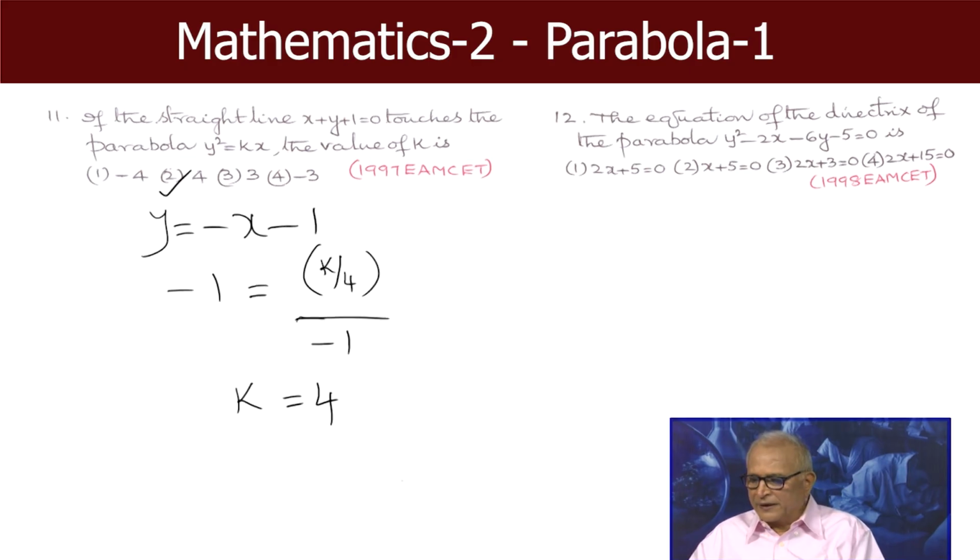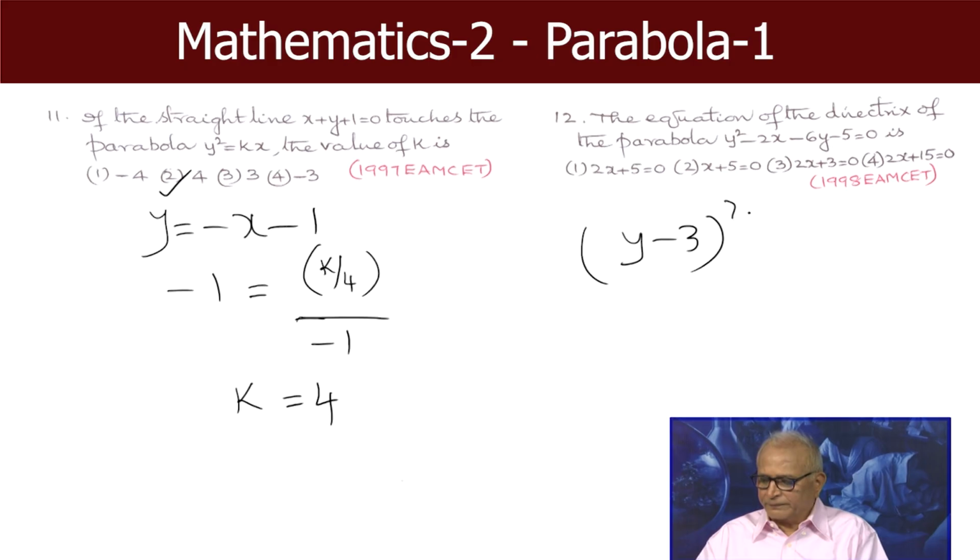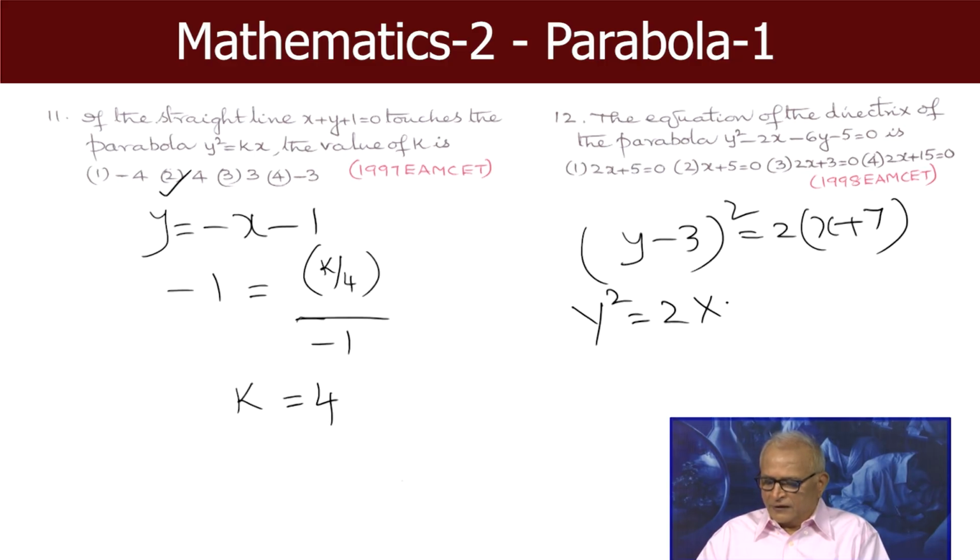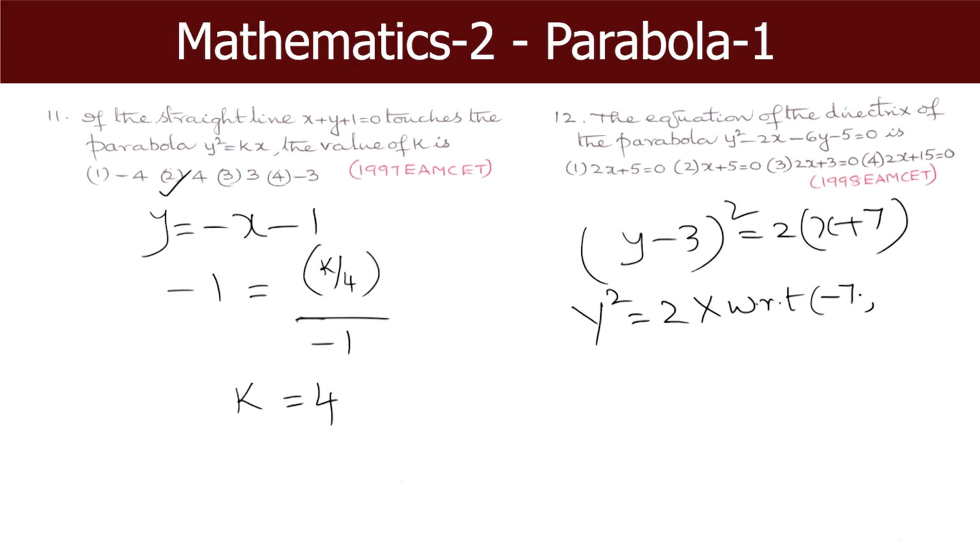97, EAPCET paper 98. The equation of the directrix of the parabola y square minus 2x minus 6y minus 5 equal to 0. The parabola can be written as y minus 3 whole square is equal to 2 into x plus 7. I hope I am clear. Or y square equal to 2x with respect to minus 7, 3 as origin.